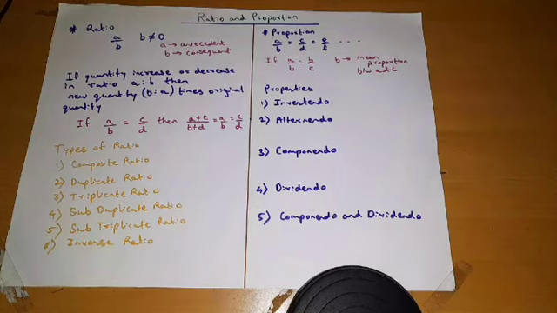Hello guys, today we will start a new topic, chapter name: ratio and proportion. This chapter is very important. A fixed question always comes in the board exam. At least one question has come in the board exam, and it has high weightage.